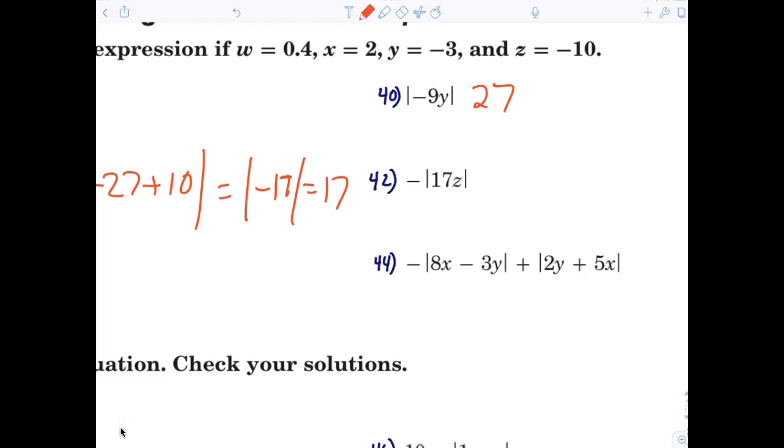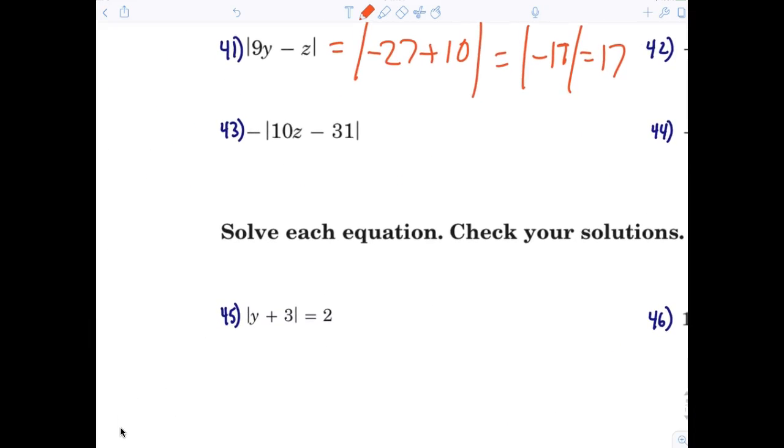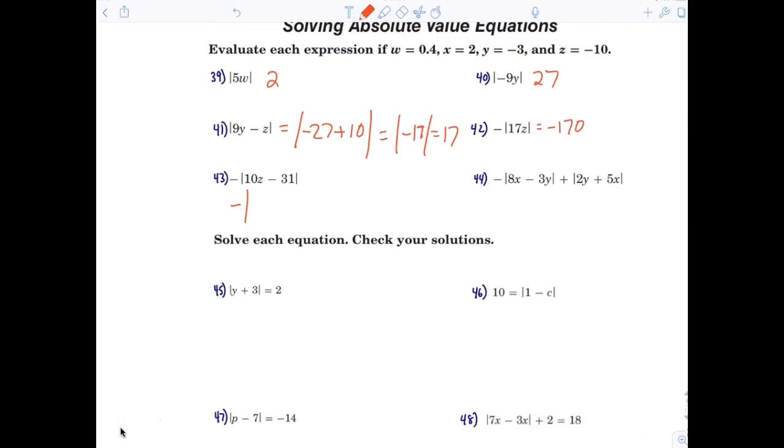17 times z. Negative 170. Absolute value of negative 170. But there's a negative out in front, so it's back to negative 170. 43. Here we go. Negative absolute value. Now I have 10 times z, which is negative 100 minus 31 is negative 131 all the way through. Take a look. See if you understand that. Yes. It is negative 131.